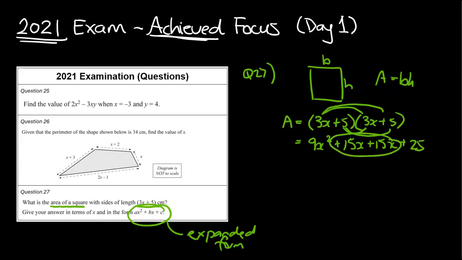The 2 in the middle, I can always group those together. They're both x's. That's going to become 30x. The other 2 will stay the same. So we've got 9x squared unchanged, plus the 30x. So that's what's changed. And then plus 25.